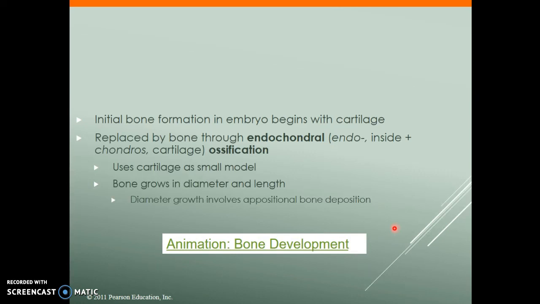So we began as a fetus, and the fetus was made of hyaline cartilage. This hyaline cartilage is replaced by bone through endochondral, or within the cartilage, ossification. So it starts as a cartilage model and converts to a bony model. The bone will grow in diameter and length, and the diameter growth involves appositional bone deposition.